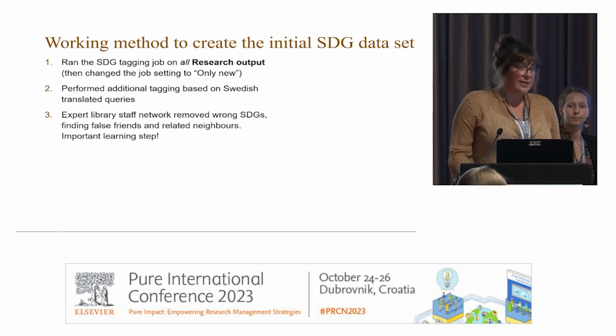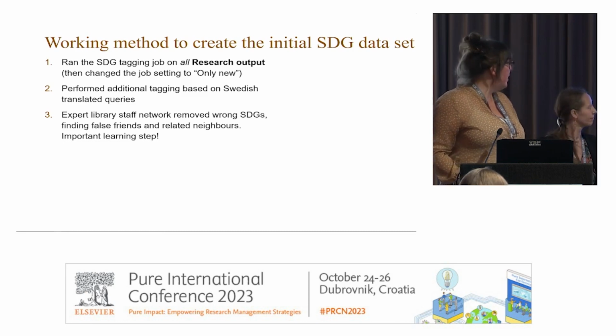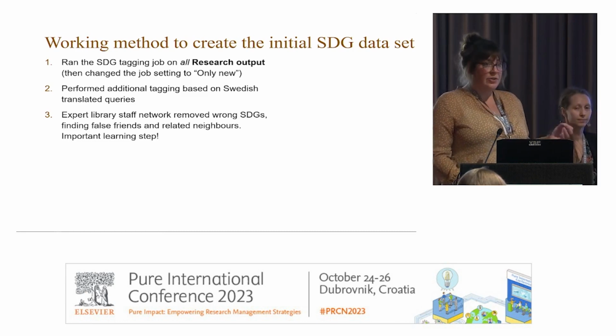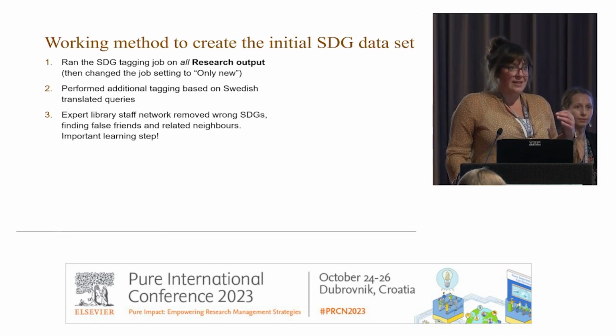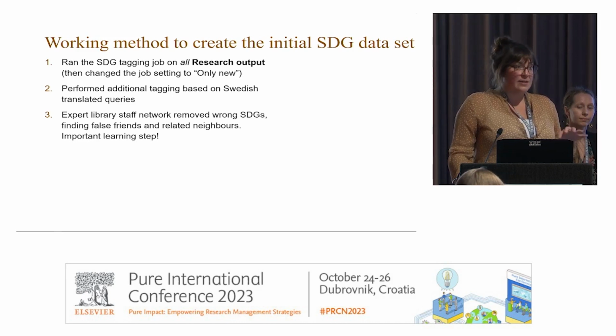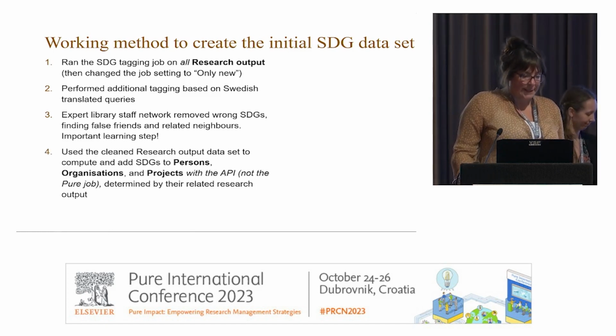Then we used our expert library staff network to remove wrong SDGs, finding false friends and related neighbors. So when words are used in different disciplines, they also trigger a tagging of an SDG in the wrong place. And this was a very tiresome step because it took a lot of time and a lot of effort, but it was also maybe the most important learning step because we learned things that we can use in the future.